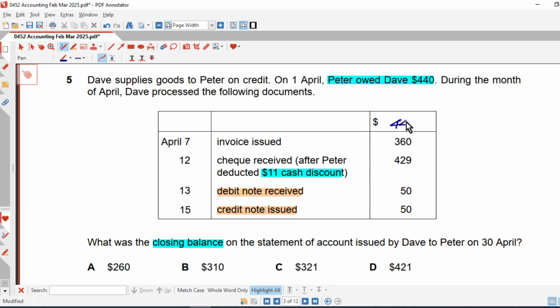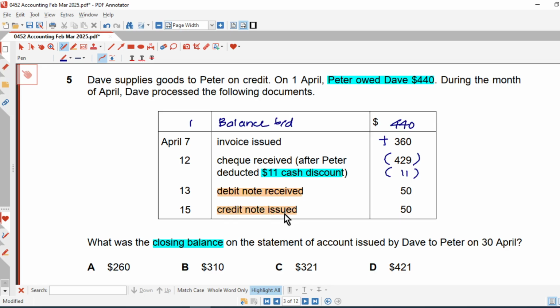So at the start of the month, I owe you $440. Invoice was issued, so this increases the amount owing. Check received, so a payment was made, that reduces the amount owing. So we have to deduct the cash discount as well. Now, right after that, you're gonna see two things here: debit note received and credit note issued.